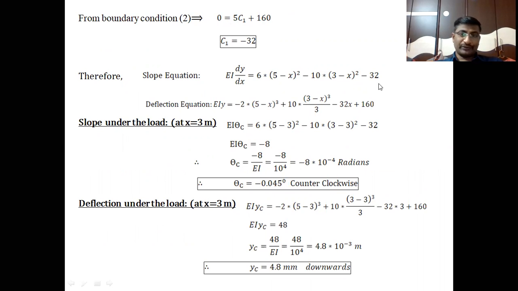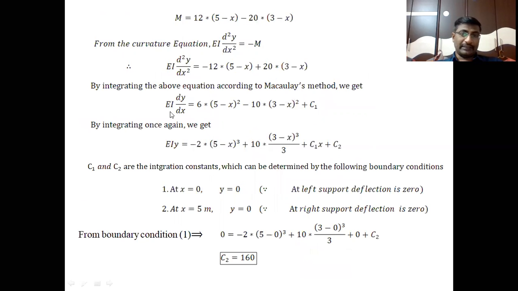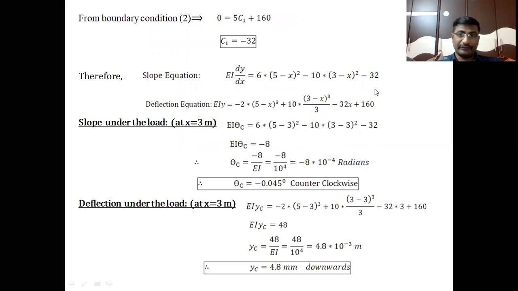So after substitution of the C1, C2 values into our slope and deflection equations, we will get the final slope and deflection equations. EI dy by dx is equal to 6 into 5 minus x whole square minus 10 into 3 minus x whole square minus 32 is the slope equation. Already we derived this equation, and C1 is replaced with minus 32.